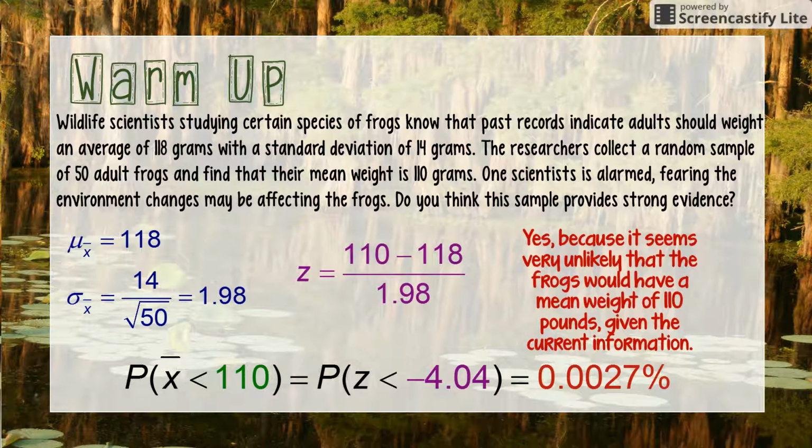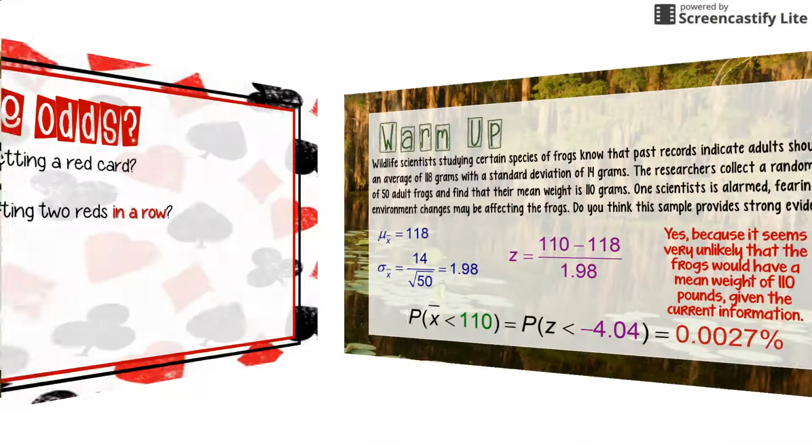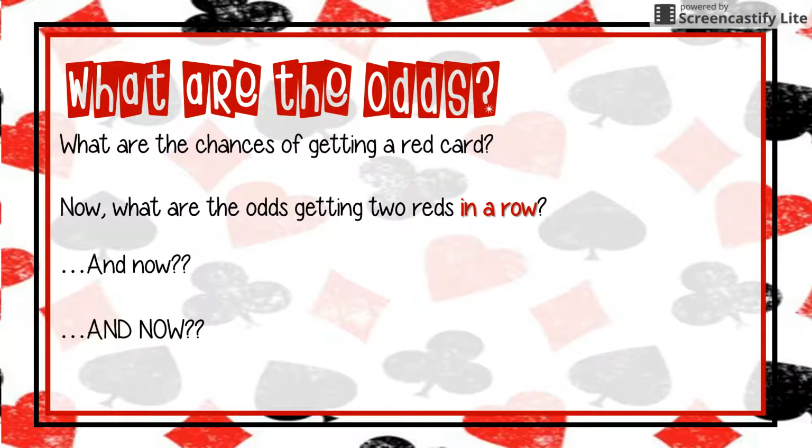So what I said is it seems like yes, it seems very unlikely that my frogs would have a mean weight of that, at least given the information. So I've got some reason to suspect something's maybe going on with the environment, or maybe I need to look back at how the sample was taken, et cetera. So this idea that we just discovered here is critical to understanding something called hypothesis testing.